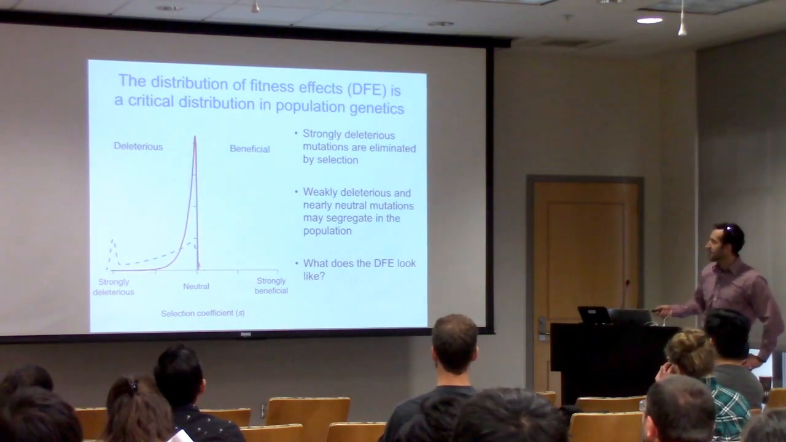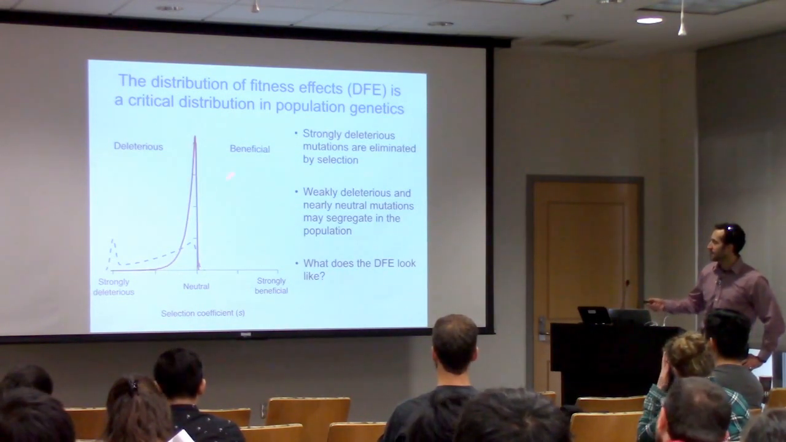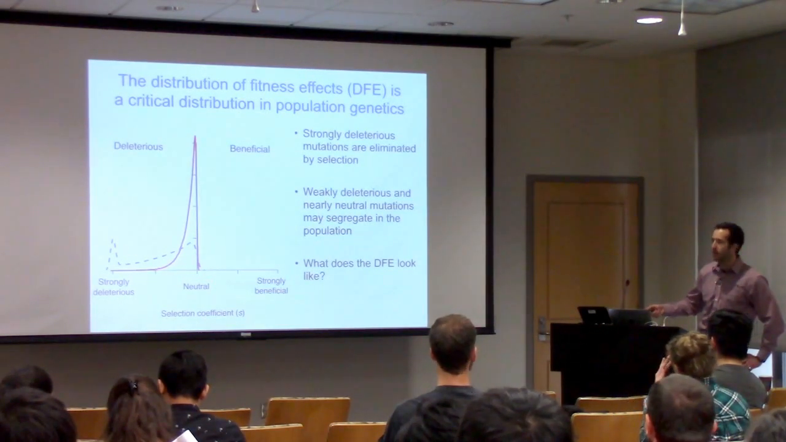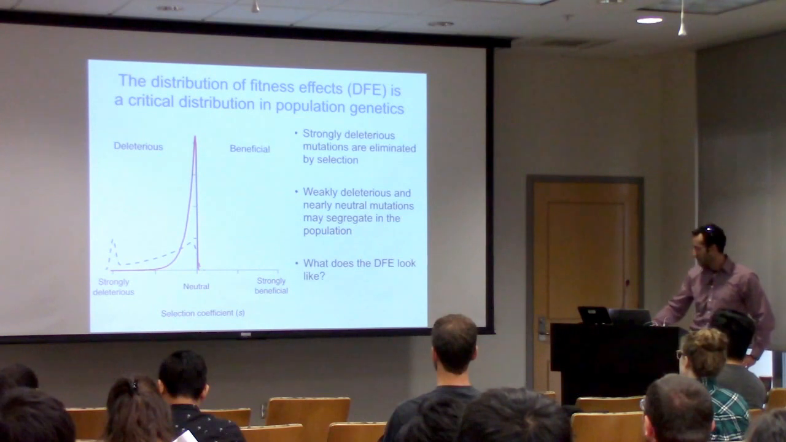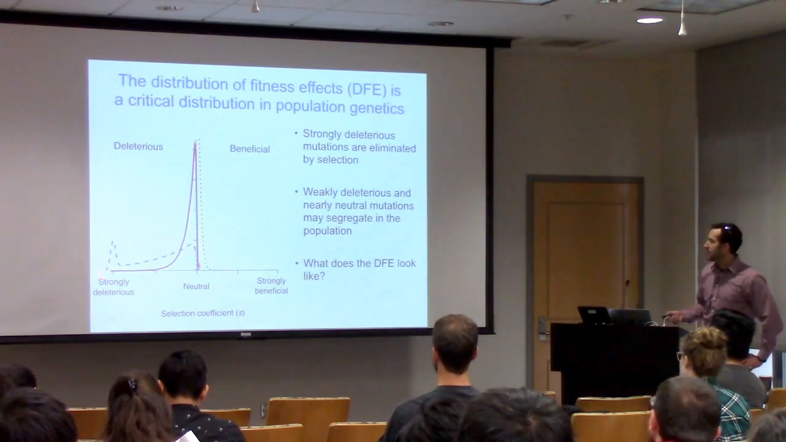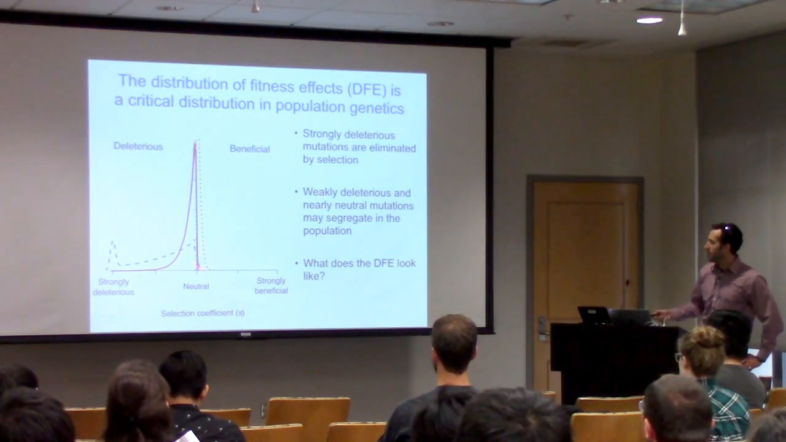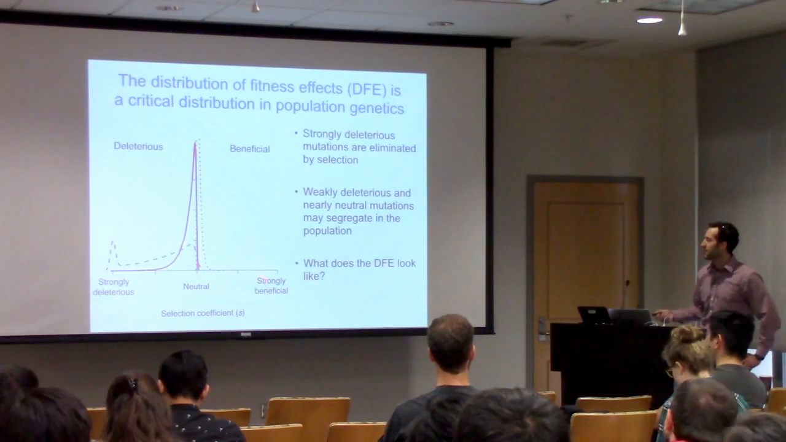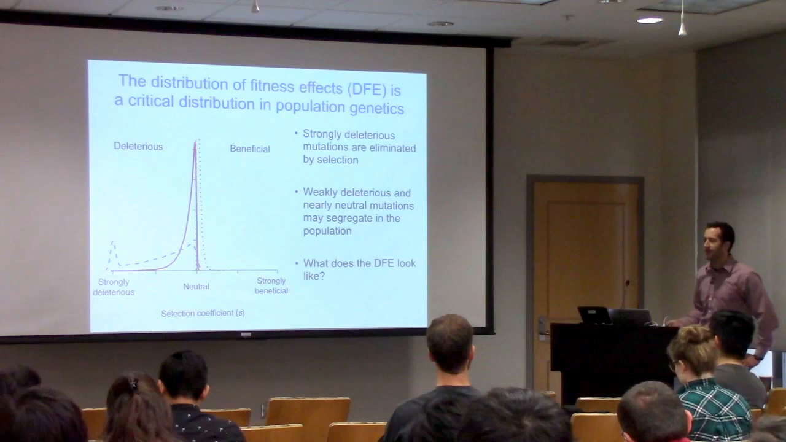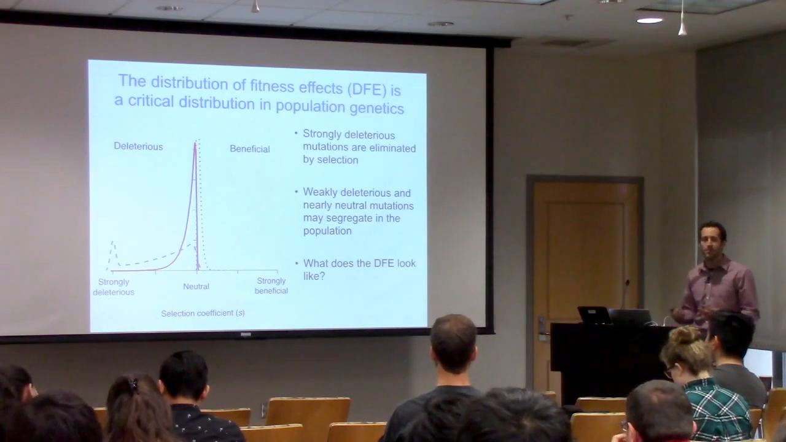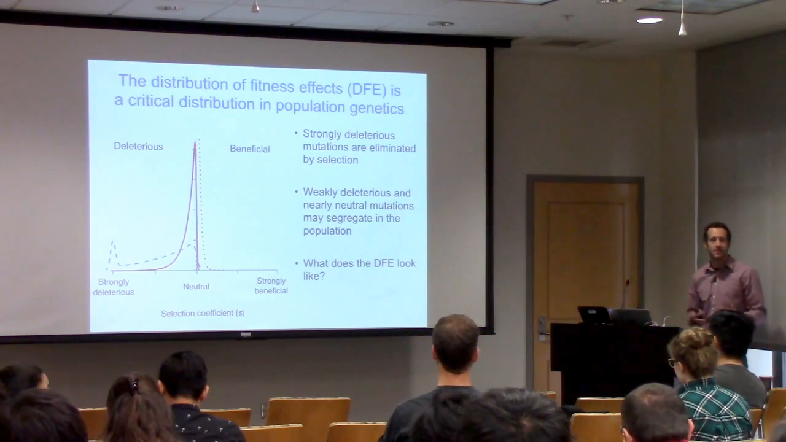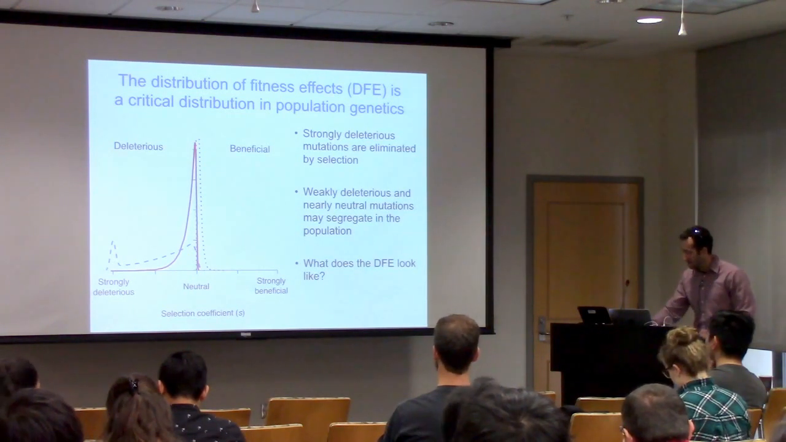A second hypothetical distribution of fitness effects could look like this red curve, where there are many neutral mutations as well as some nearly neutral and weakly deleterious ones, but fewer strongly deleterious ones. A third DFE could look like this, where there's maybe now also a proportion of weakly beneficial mutations. There's tremendous interest in figuring out what this distribution of fitness effects looks like, because it's really a key parameter for understanding why genetic variation could vary across species and really how evolution operates.